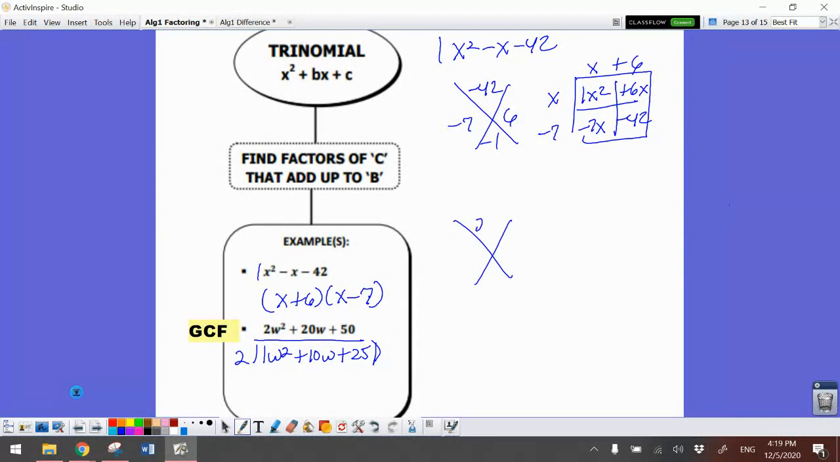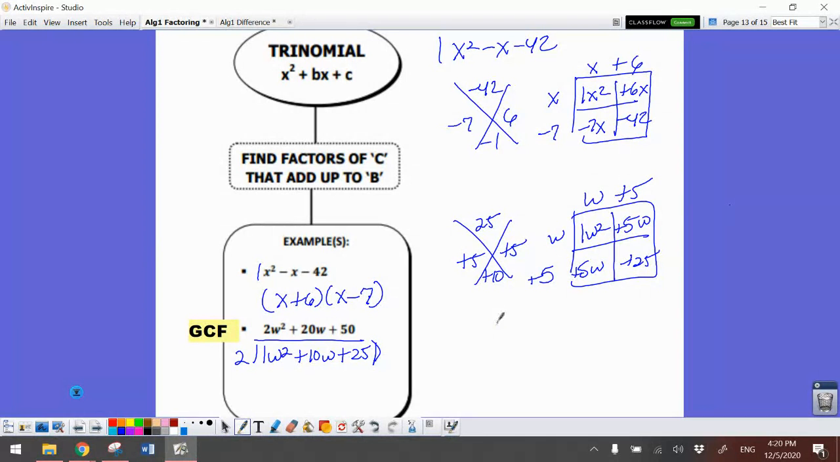So A times C is 25. There's a 10. Well, that one's really easy because I know it has to be a plus 5 and a plus 5. So I have a 1w squared, 5w, 5w, both of these are positive, positive 25. So my 5 is going to come out. My w is coming out, w and a 5. So w plus 5 times w plus 5. And I have a 2. Now, since these are the same, I can actually write it w plus 5 squared. Okay, w plus 5 squared. So these are actually the same.